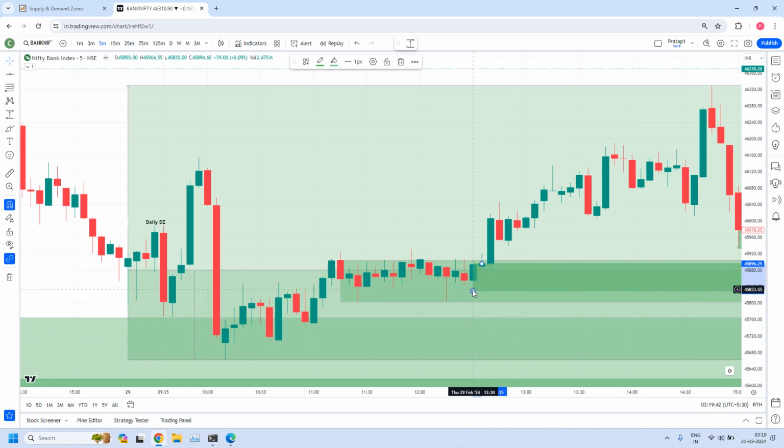This fine-tuned 5 minute demand zone is inside this 5 minute zone. This 5 minute zone is inside this entire 75 minute zone. This entire thing is 75. This 75 minute zone is in this entire daily demand zone. That is called fine tuning.